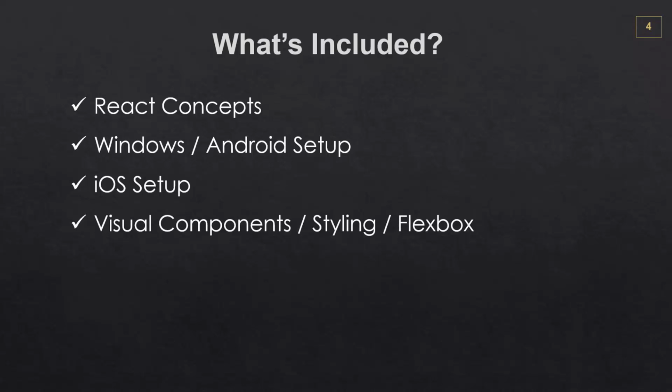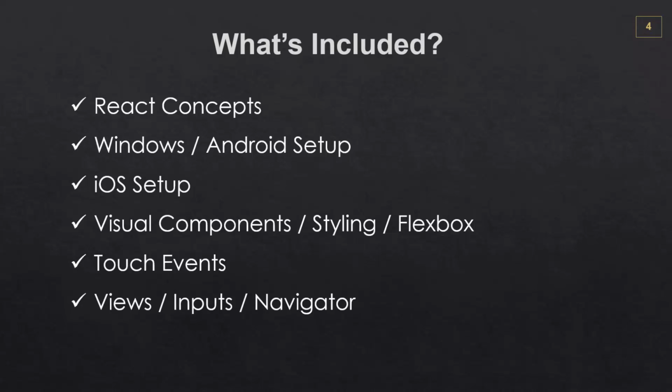We'll work on visual components such as headers, buttons, images, styling, and the Flexbox standard for positioning. We'll work on touch events and event handling, list views, scroll views, working with inputs along with the navigator. We'll also look at the native APIs for interacting with the device, and we'll be able to use some of its features and capabilities such as the camera, geolocation, and so on. Alright, so you can expect all of this and much more from this course.